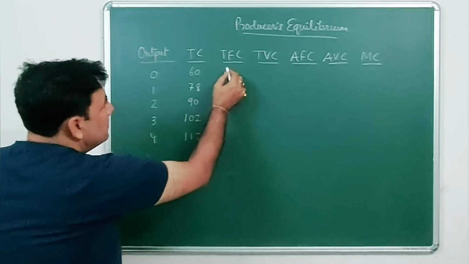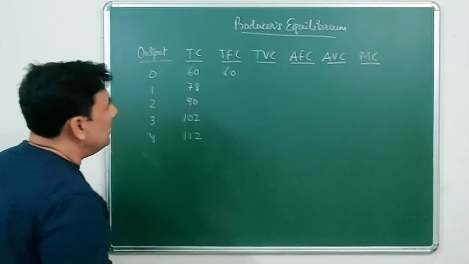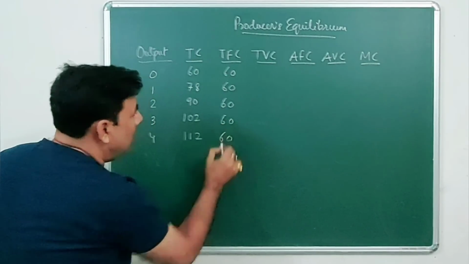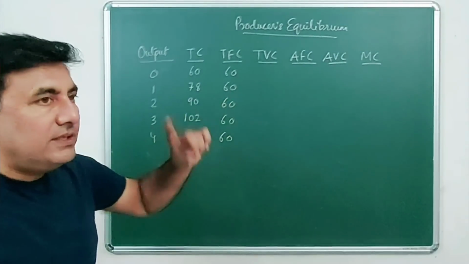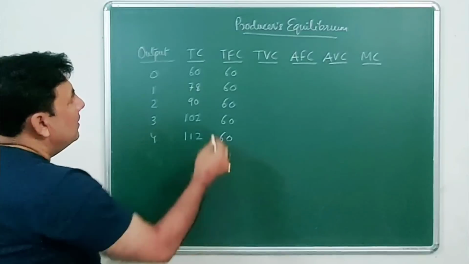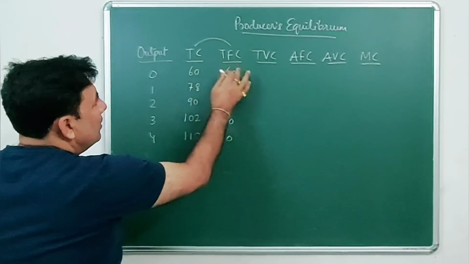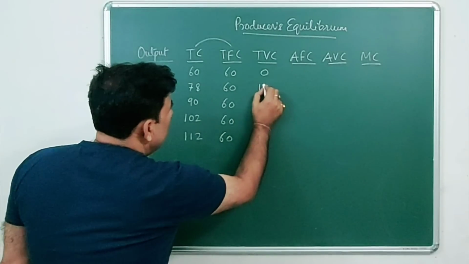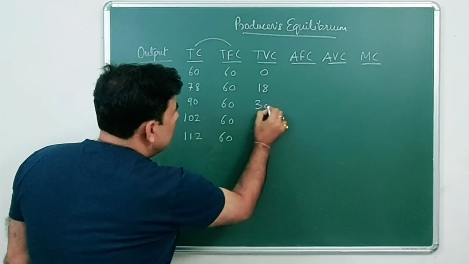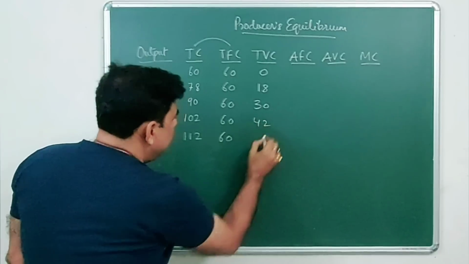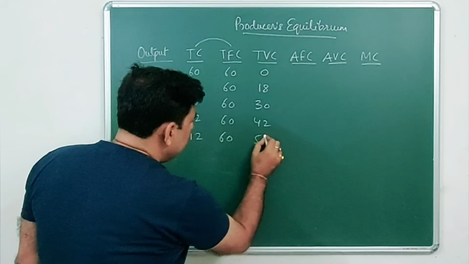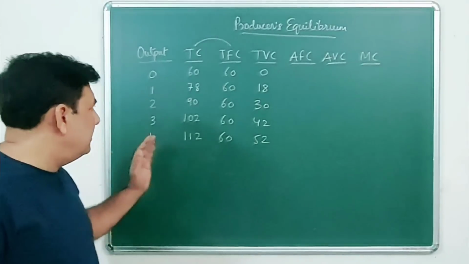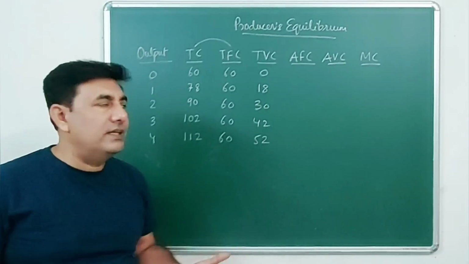When there is zero output, the fixed cost will always be there, 60. Right? It is always. Let's take this as 60, so this is 60 all the way. And then to calculate TVC, total variable cost, we will subtract these two, total cost minus total fixed cost. So it will be 0, this will be 18, here 30, and this will be 42, and this will be 40, 52, right? So this is your total variable cost, and it always increases as the units of production increase.